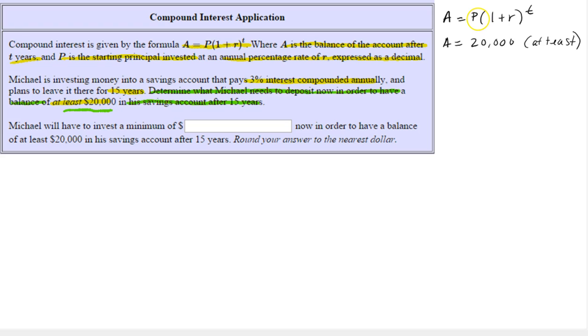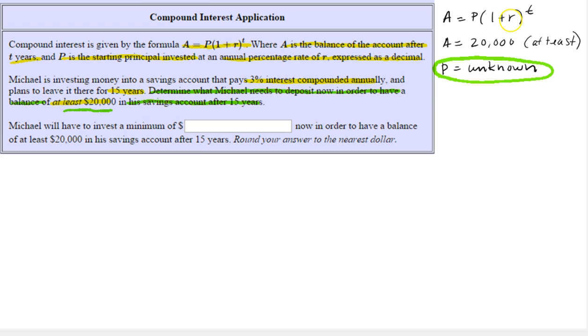Now let's see capital P, which is the principal, the starting amount invested. So let's see where we can find that. Oh, we don't have it. That's what they're asking us to find. So it says determine what Michael needs to deposit now. So we'll use the letter P, and I'm just going to write unknown here. This is what we're looking for. This is our goal. Just going to circle it in green so we remember.